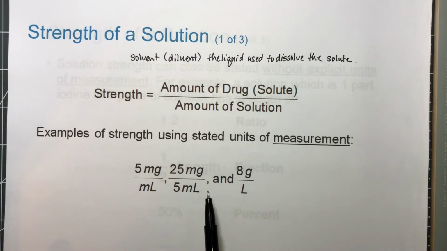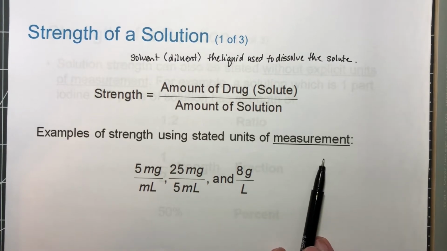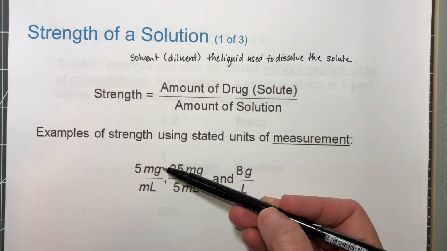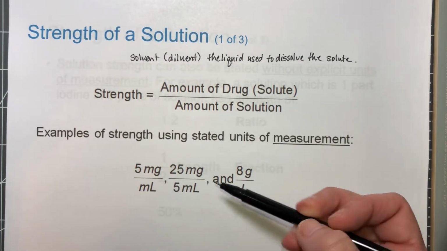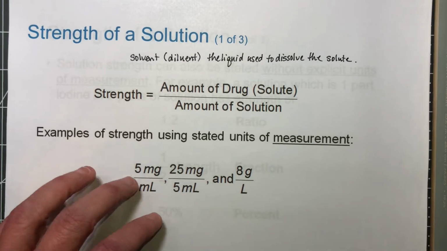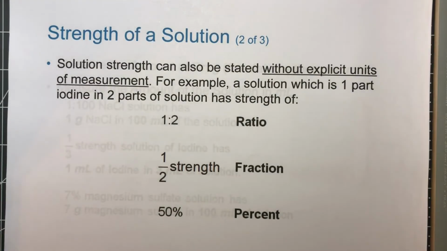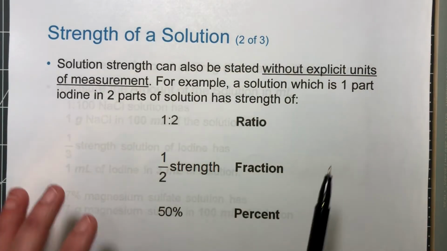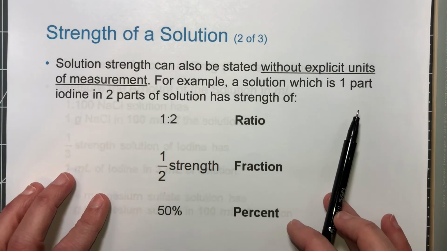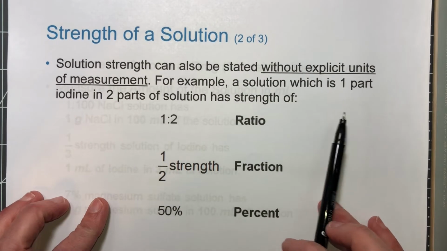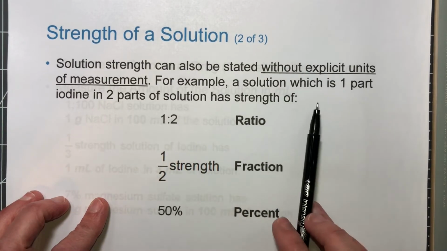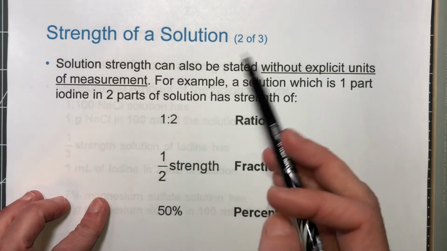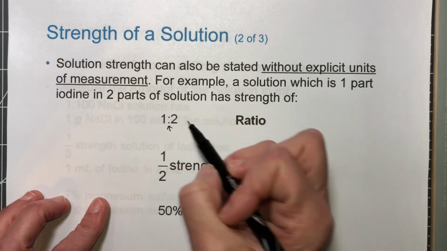Examples of strength using stated units of measurement. We could have 5 milligrams per milliliter, 25 milligrams per milliliter, and 8 grams per liter. Okay. We can also state the strength without explicit units. For example, a solution which is 1 part iodine to 2 parts of solution has the strength of 1 to 2 as a ratio. So with a ratio, we use the colon.